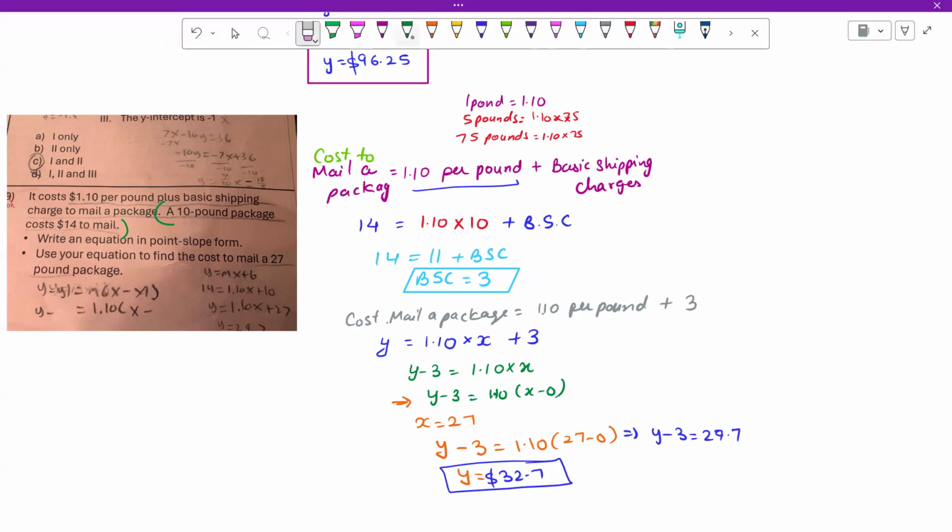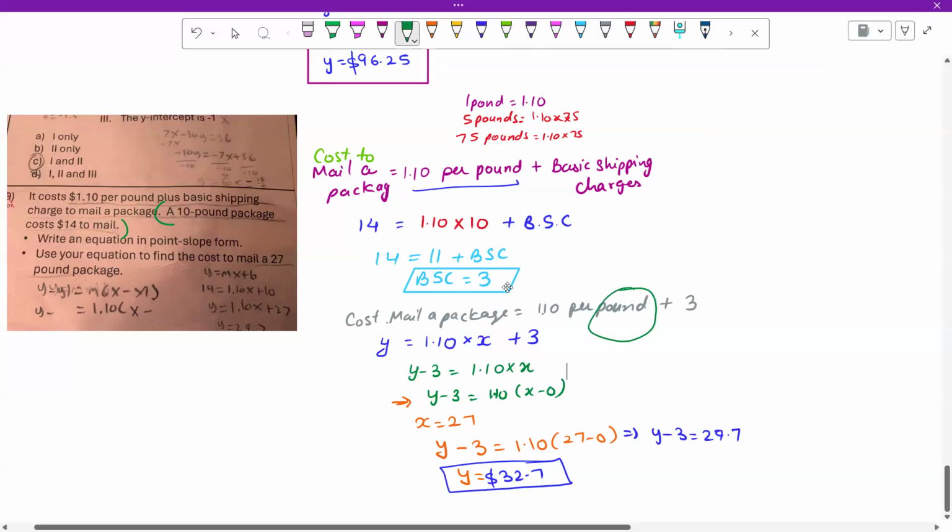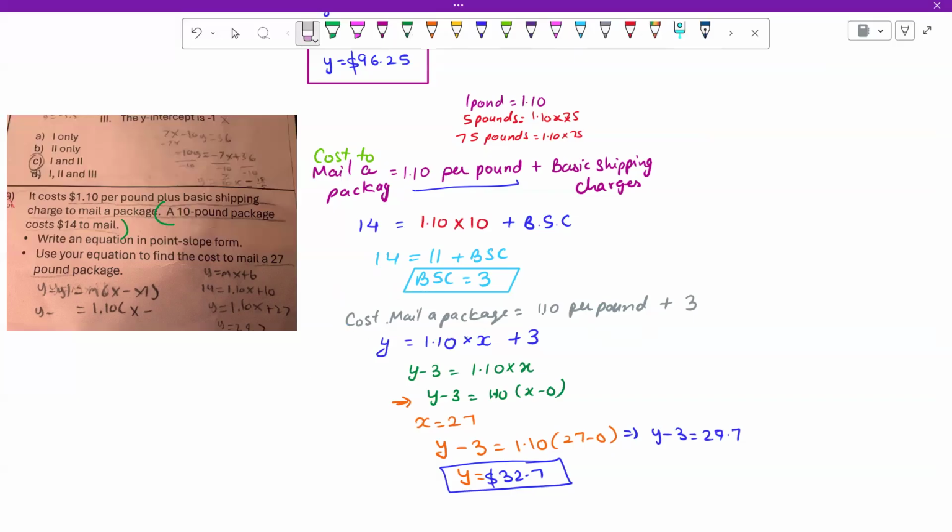Basic shipping charges remain the same because they don't depend on the weight; the cost depends on per pound, and basic shipping charges are always added to it. Now we never know how many pounds someone would want to package, and every pound costs something, so the cost will also differ. So we considered this to be x, this to be y, replaced the written terms with x's and y's, and got this equation. But we didn't want slope intercept form. We wanted point slope form.